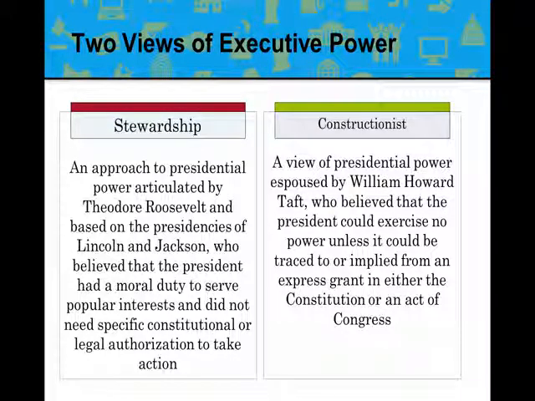That he is the steward of our country, and we should allow him to take whatever steps are necessary to make sure that the nation is safe. And so people who take this stewardship view are very liberal in their view about how to interpret the Constitution. Constructionists, on the other hand, believe that the president should exercise no power unless it's really explicitly granted in the Constitution. And so most presidents since World War II do not take the constructionist view, they take the stewardship view.